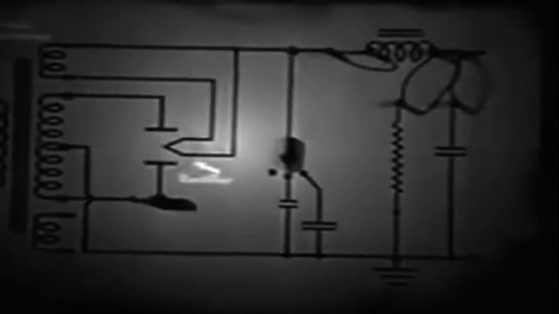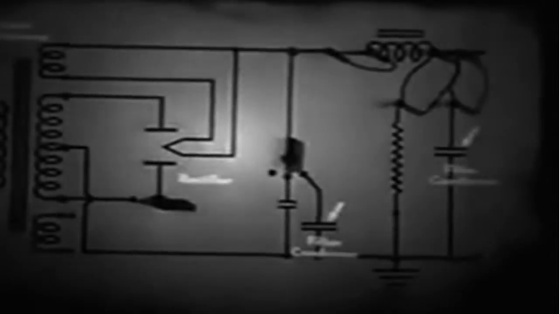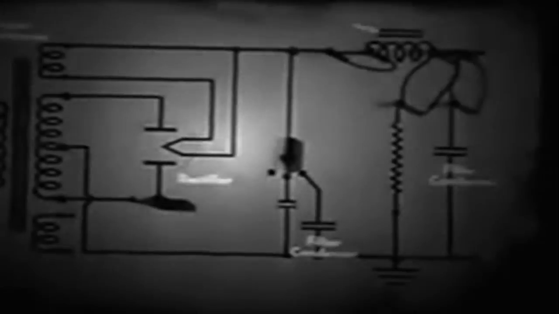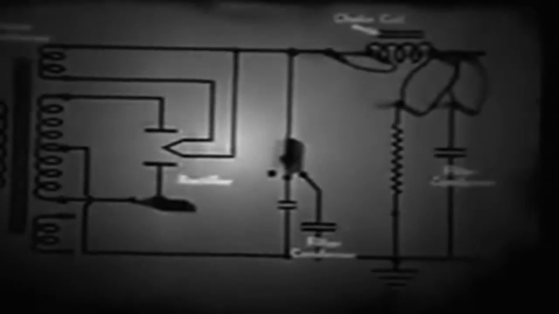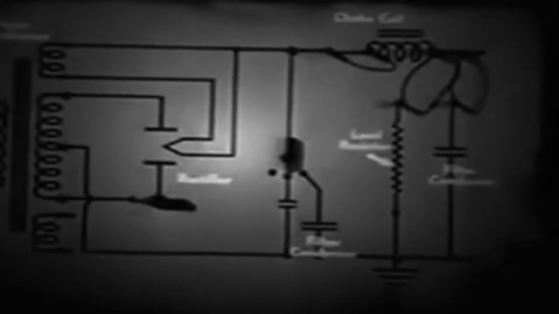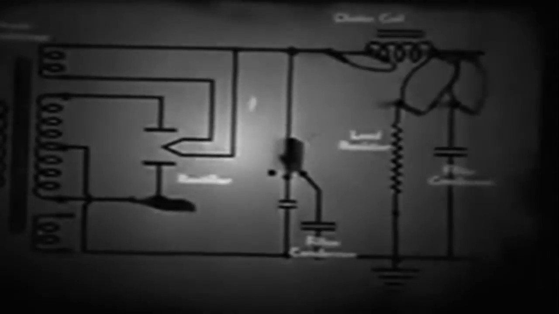rectifier, condensers, choke coil, and load resistor. It delivers an almost pure direct current, which can be used to power many types of electronic and radio devices. Let's hook up the oscilloscope to make a complete check of the power supply unit.